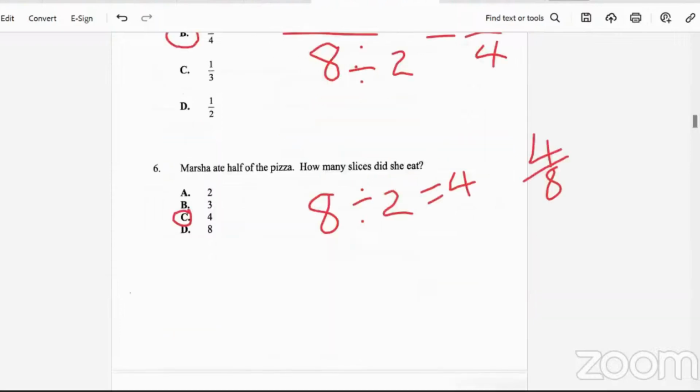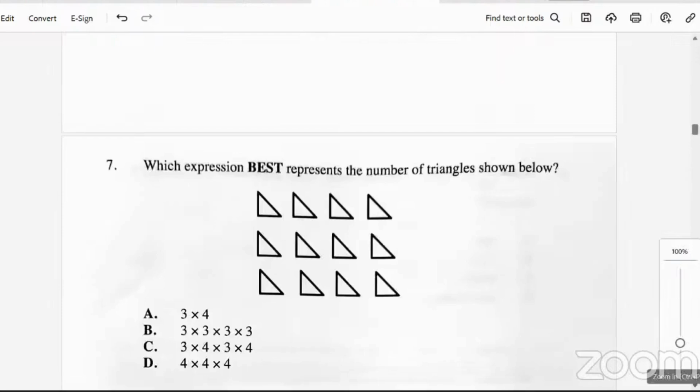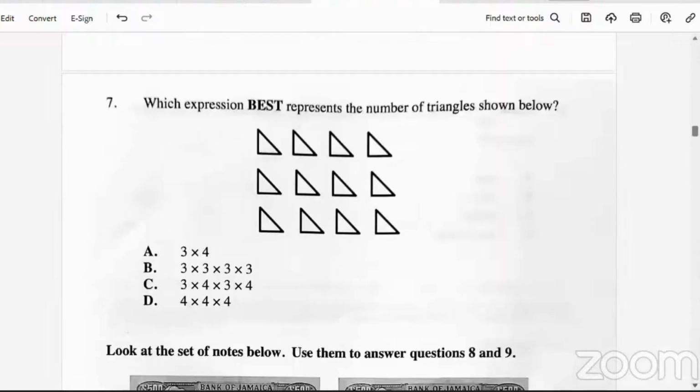Question 7. Let me make it a little bigger. I was trying to make sure that if you are using cell phones or whatever device, it's clear enough for all of you to see. And remember, of course, you can always turn the device if it's a cell phone. You turn it horizontally so that it shows up on a wider screen and it's easier for you to see.